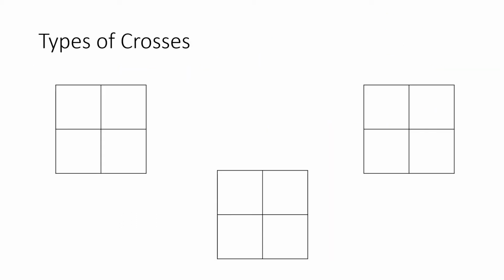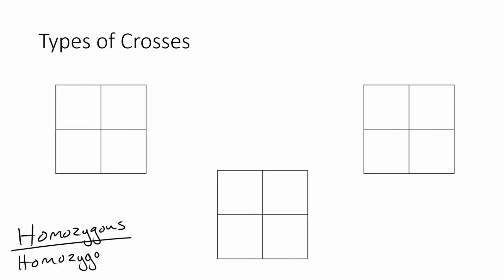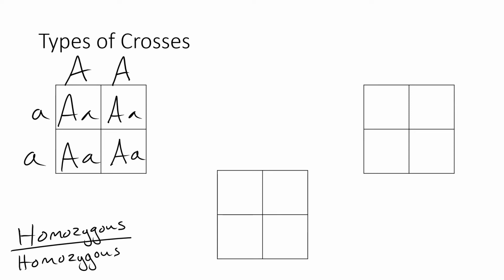So really the best way to understand Punnett squares is to practice them. So we're going to look at 3 types of crosses. The first is going to be a homozygous cross. So this is basically saying if we have capital A, little a, these would come across like this. And all individuals would be heterozygous.